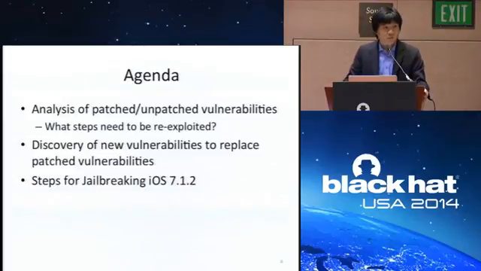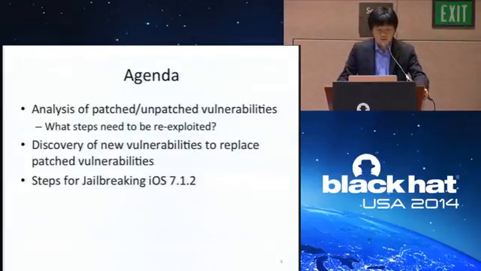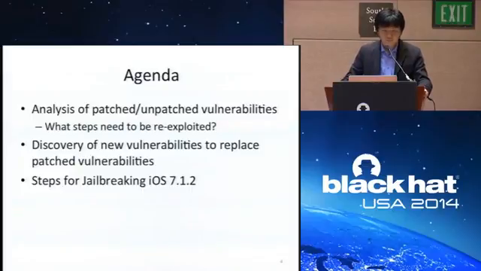Then, knowing which steps need to be reproduced or re-exploited in order for the entire jailbreak attack to happen, in this process my colleagues will also present our discovery of new vulnerabilities which replace the patched ones in Evasion 7. Then finally, we are going to present detailed information about how we achieve jailbreak in iOS 7.1.2.